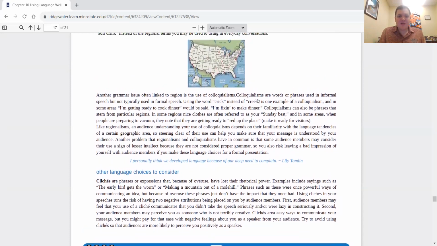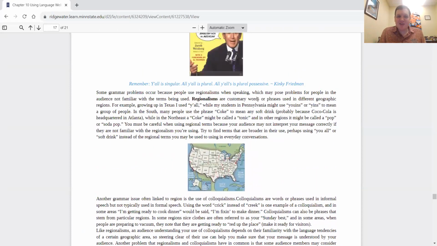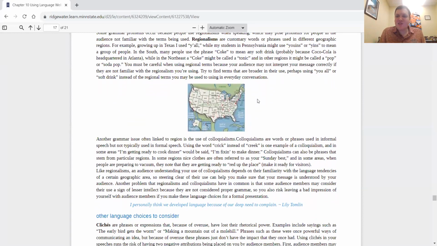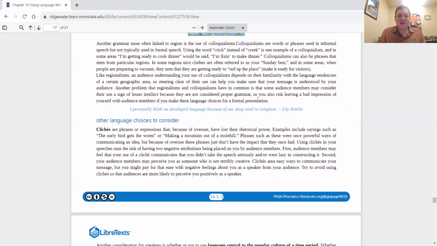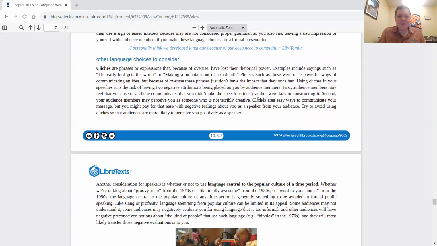So again, what's going to resonate with your audience? Sometimes using these regionalisms can resonate with your audience. If you're doing a regional presentation to a regional audience, you want to say, hey, I'm one of you, and I speak the same way you do. Whereas if you're speaking to a more broad audience, they may get confused or not know what you're saying.